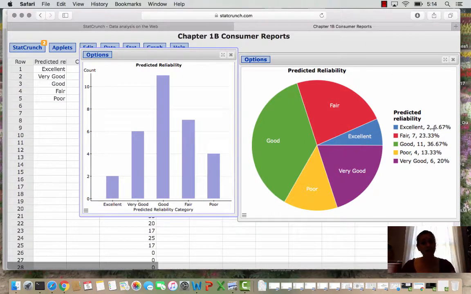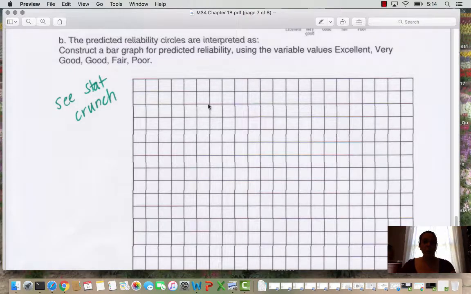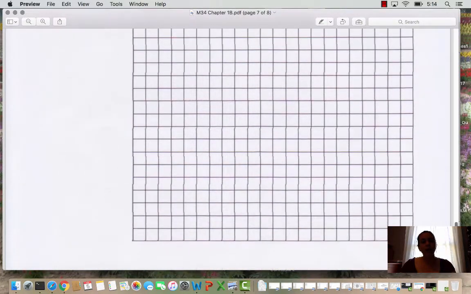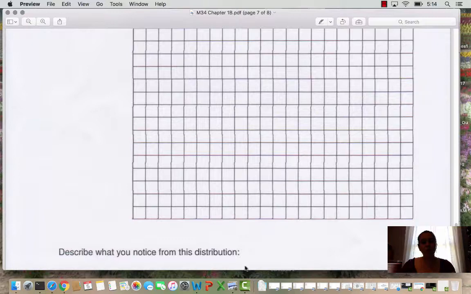So pie charts look nice, but in terms of sketching, the bar plot is a lot easier to sketch. So that's why in your workbook I said sketch the bar plot there. So you could either paste a screenshot in or go ahead and recreate a sketch here. Then we're asked to describe what we notice from this distribution.